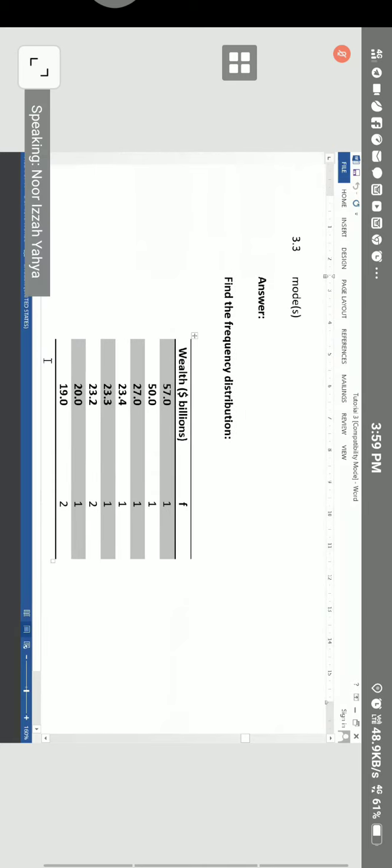And what else do you need to find? The mode. For the mode you build a simple frequency distribution. So we can see this.